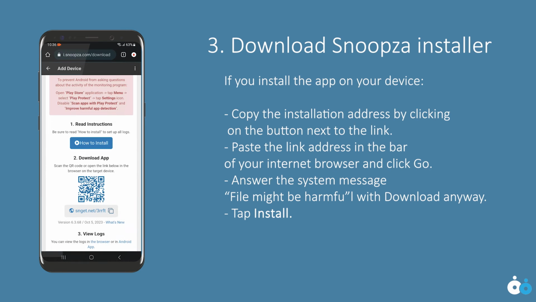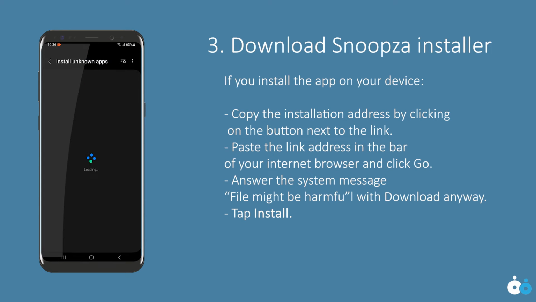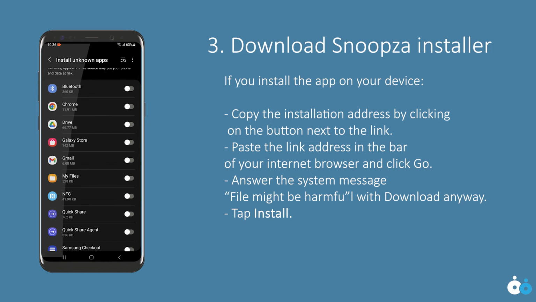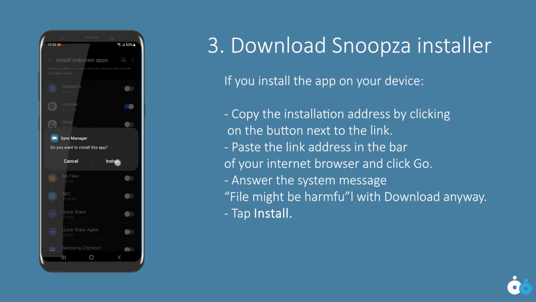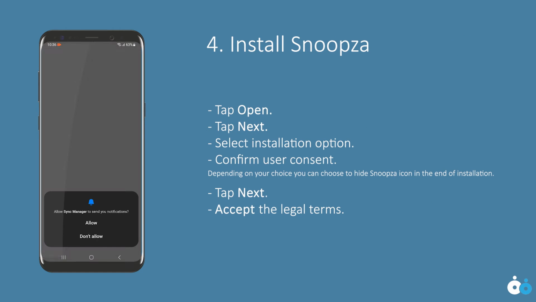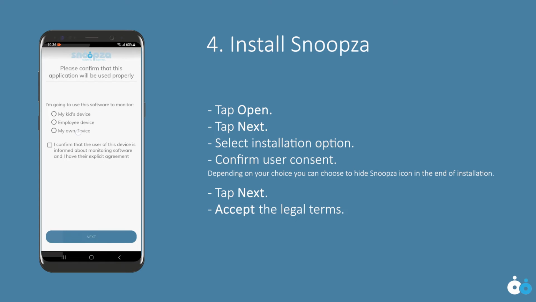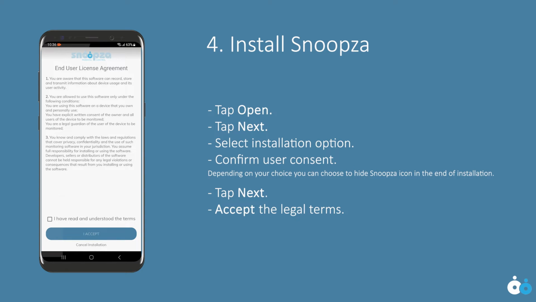In this segment, we'll delve into the installation process. Press Open. If prompted, tap Settings to allow installation. Navigate to Settings, then Allow from this source. Now, tap Install. Press Open. When the message Allow Sync Service to send you notifications appears, press Done to allow. Press the Next button. Accept the legal terms when prompted.